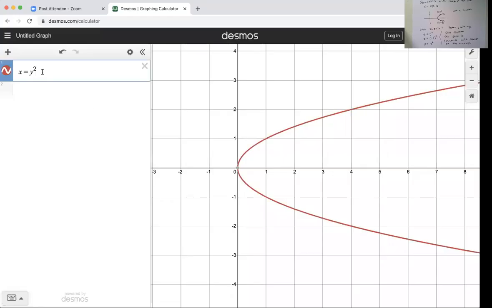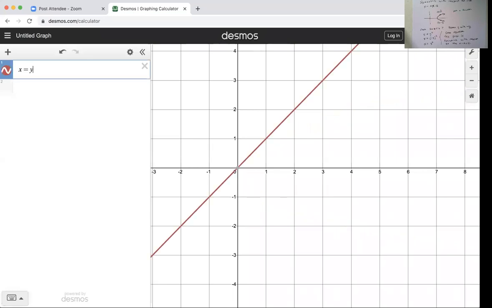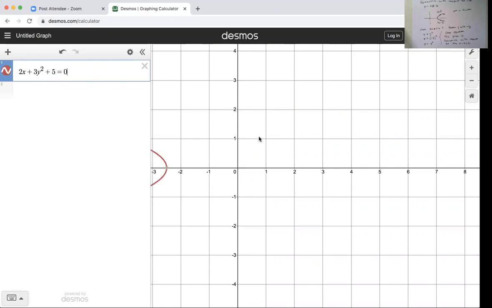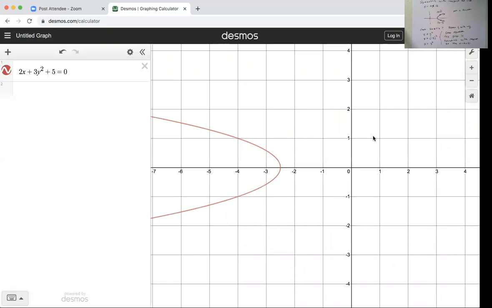We can look at other sorts of things. Again, what would that be? 2x plus 3y squared plus 5 equals 0. Symmetric with respect to the x-axis, because if I replace y with negative y, I get the same equation back. How do I show that? Replace y with negative y.